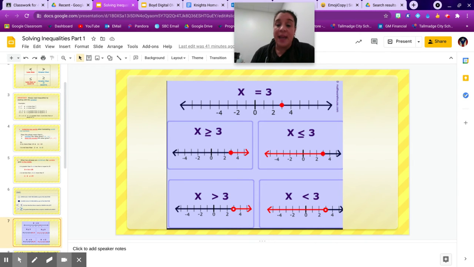If they tell you that X is equal to 3, you're just going to put a dot on 3. That is all X can be. X can only equal 3. That's where we put our dot.